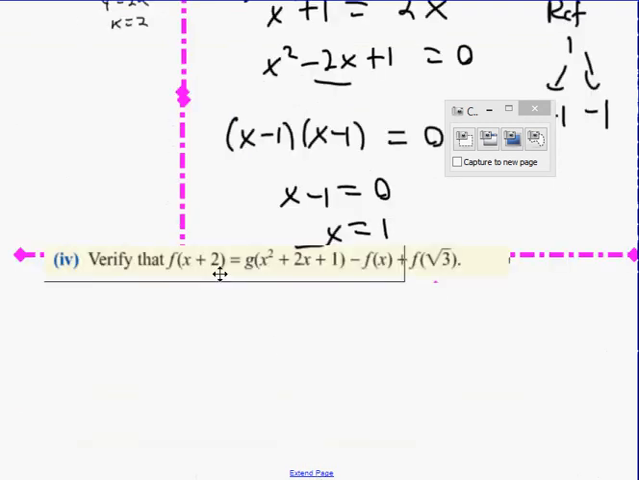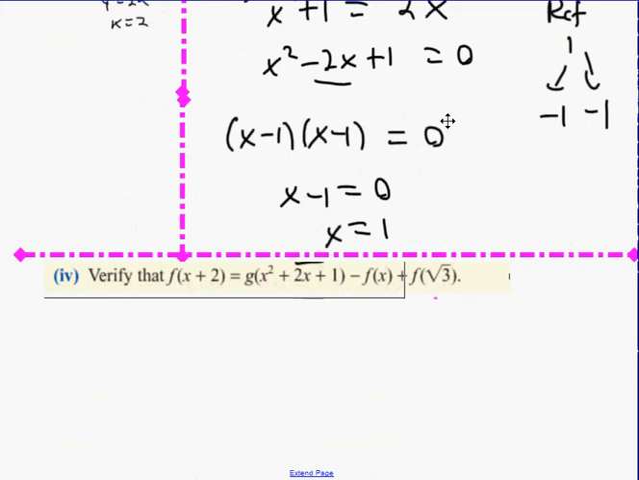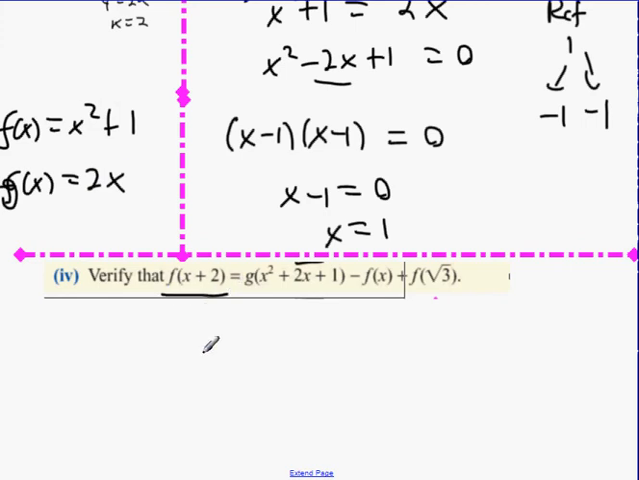So first things first, just remind ourselves of what f of x is. F of x is x squared plus 1. G of x is 2x. What does f of x plus 2 mean, guys? X plus 2 squared. Where you used to have x, you now have x plus 2. So it's going to be x plus 2 squared plus 1. Everybody get that? You're replacing x with x plus 2, because that's the number that now occurs beside the f.